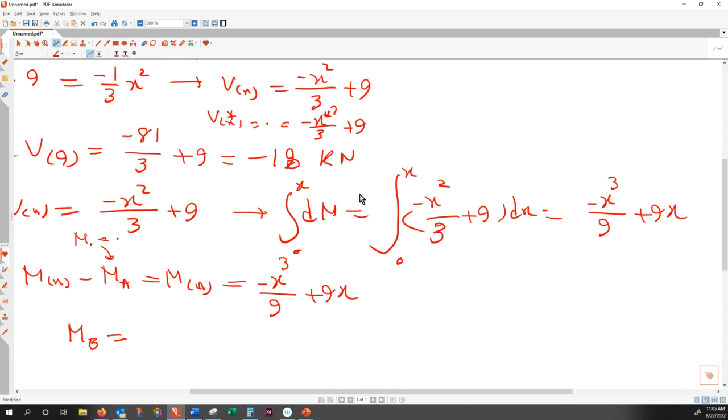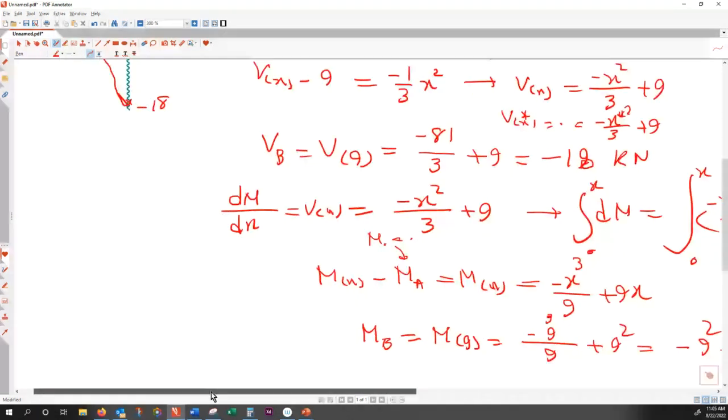Just in this equation, I have to plug x equal to 9, right? Yes. Thank you, Lachlan. In that integration, I simply plug x equal to 9. That is m of 9. This is equal to minus 9 cubed divided by 9 plus 9 squared. So that is equal to minus 9 squared plus 9 squared, which is 0, right? So the end point is 0.